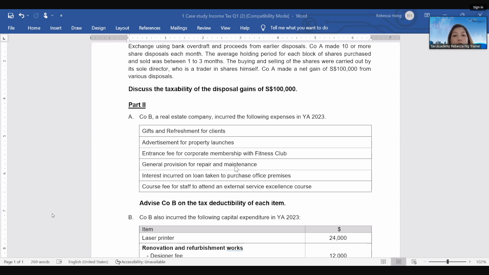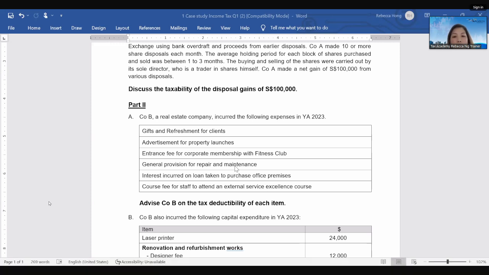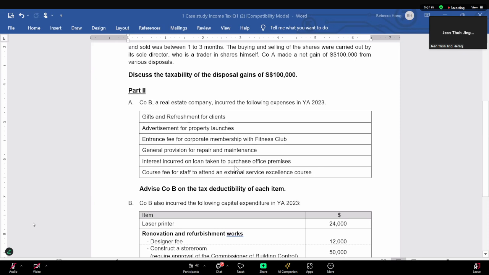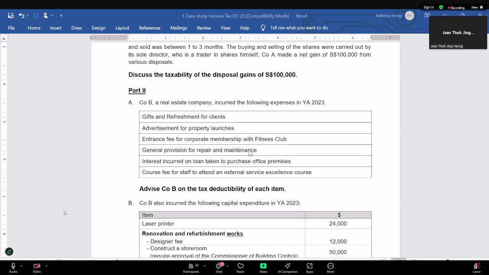How about if it is the subscription fee? Deductible. Good. Next, general provision for repair and maintenance. No, not deductible. Assuming it's for his own office, is it deductible? No. Why is it not deductible? Because it's a general provision.